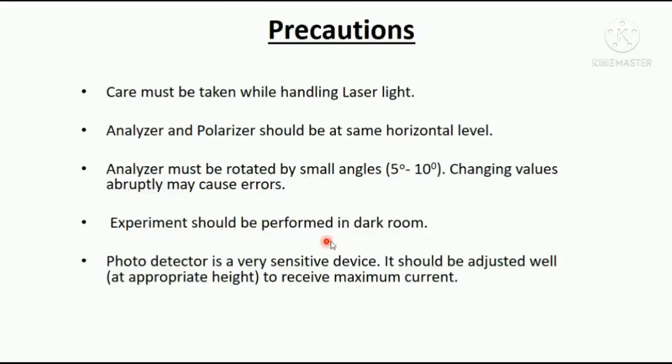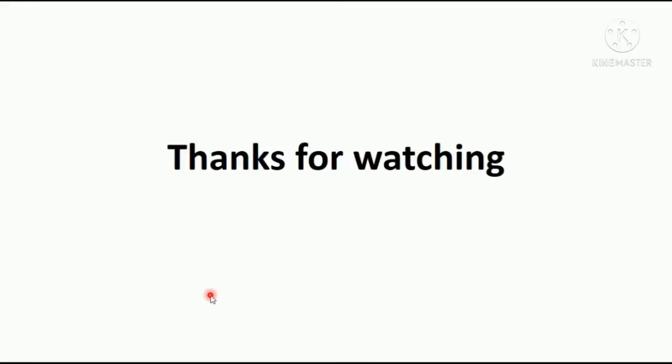Then the experiment should be performed in a dark room because light may change the values of the current. Then the photodetector is a very sensitive device, so it should be adjusted well at the appropriate height to receive the maximum current.